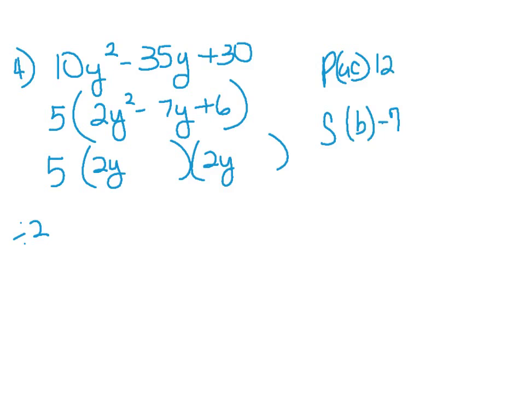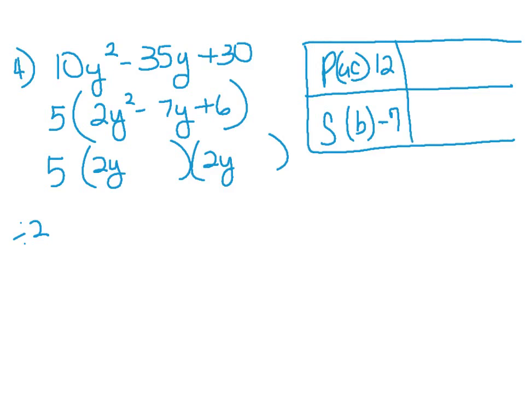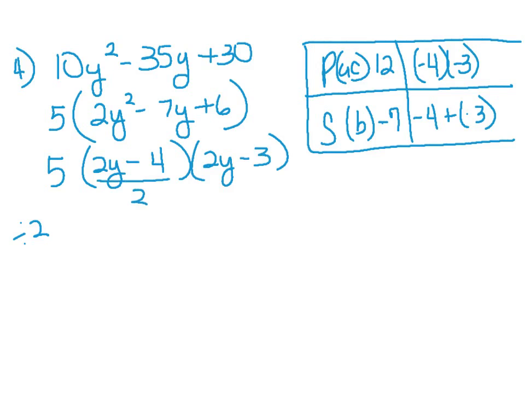So I'm looking at two negative numbers, and I know what they are. My two negative numbers are negative 4, negative 3. Negative 4 plus negative 3. So I have minus 4, minus 3. Factor out my 2 from there to correct my mistake. And here's your factored form. I have 5 times y minus 2 times 2y minus 3.